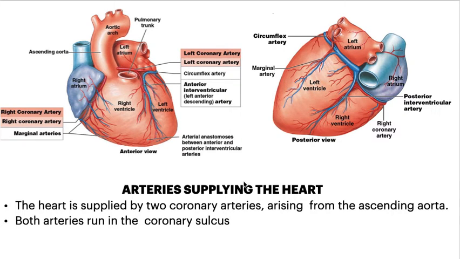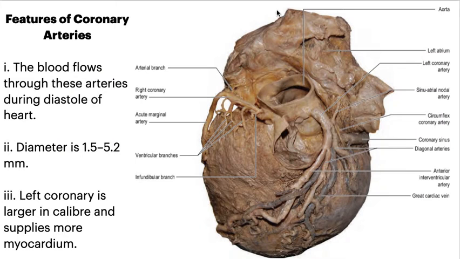Arteries supplying the heart. The heart is basically supplied by two coronary arteries arising from the ascending aorta, and both the arteries are running in the coronary sulcus. Features of coronary arteries: the blood flows through these arteries during the diastole of the heart. The diameter is about 1.5 to 5.2 millimeter.